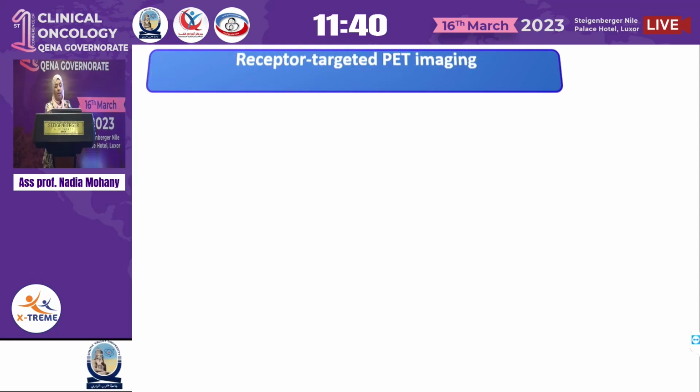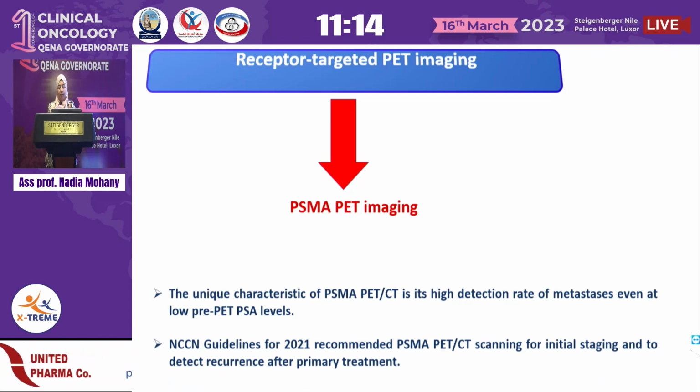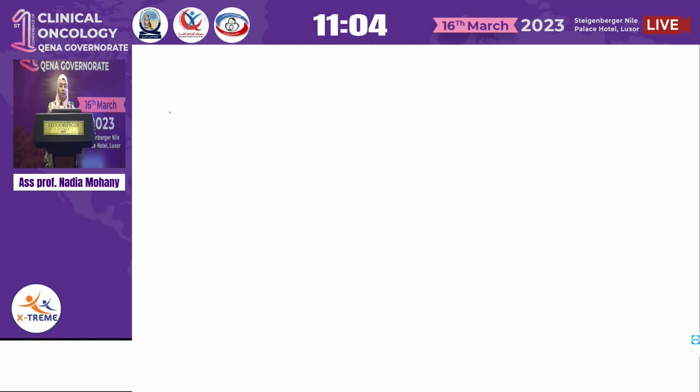The second subtype of PET imaging is receptor-targeted PET imaging, PSMA PET imaging. The unique characteristic of PSMA PET-CT is its high detection rate of metastasis even at low pre-PET PSA level, so it overcomes the previously mentioned tracers. NCCN guidelines for 2021 recommend PSMA PET-CT imaging for initial staging and to detect recurrence after primary treatment.